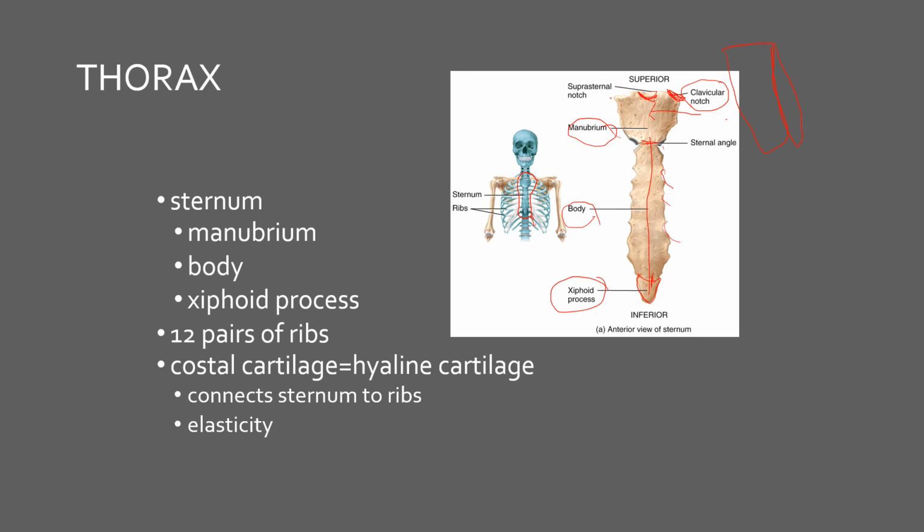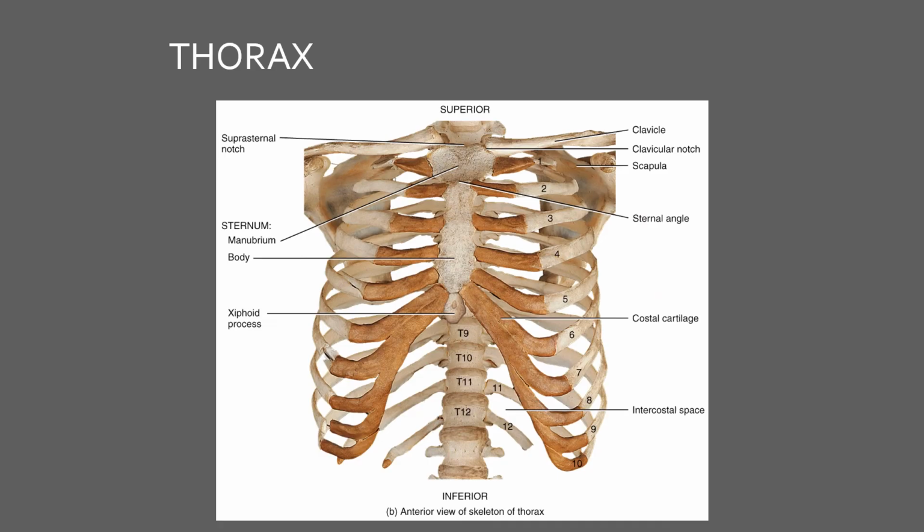Right, and the costal cartilage, remember, because it's hyaline, it's more elastic. It's not fibrocartilage. It's more rubbery, that kind of cartilage that you see between your movable joints. So it's going to help absorb more movement, and it's going to be more flexible than fibrocartilage would be.